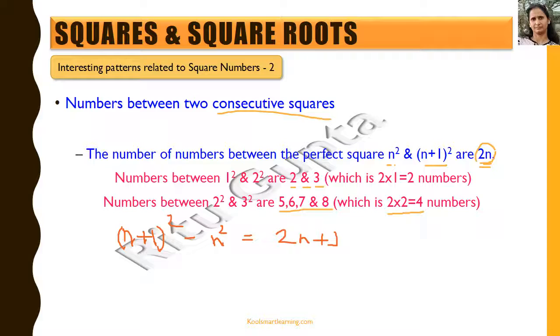Now this count includes one of these numbers itself. So the numbers present between these two squares would be 1 less than that, which is 2n plus 1 minus 1, giving us 2n numbers present between the two consecutive squares.